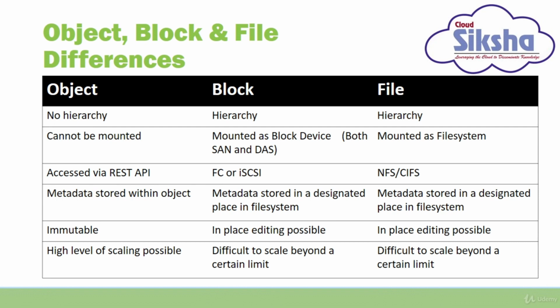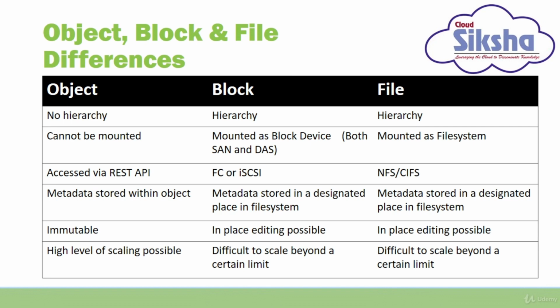So let's look at this comparison here. In object, as I said earlier, there is no hierarchy, there is no file system. Whereas in block and file, there is a clear hierarchy, that is, there is a file system. In block, you build the file system. In the file case, the file system is already built. Object, you cannot mount an object. You have to get an object and you have to put an object.